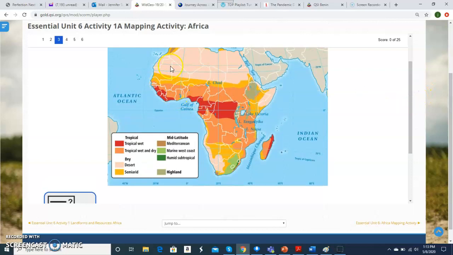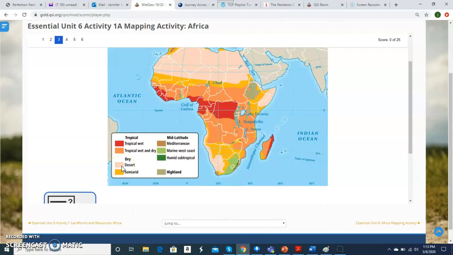And remember, the first one was up here in Mali. So take a look at this light pink color here, and then look at the key down here, and you'll find the climate is desert. Now, I'm not going to write it in. I'm going to let you take care of writing it in.